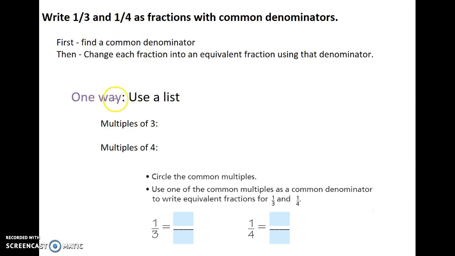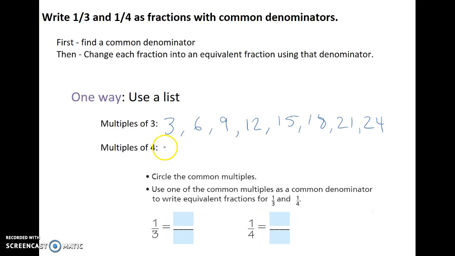So two ways to do this. One way is to make a list. So we know our denominators are 3 and 4, so we're going to find multiples of 3 and multiples of 4. Remember, multiples means like skip counting by 3, so 3, 6, 9, 12, 15, 18, 21, 24. I can go on, but I'm going to just stop when I run out of space because I think that's probably enough.